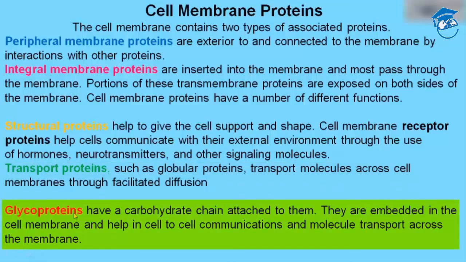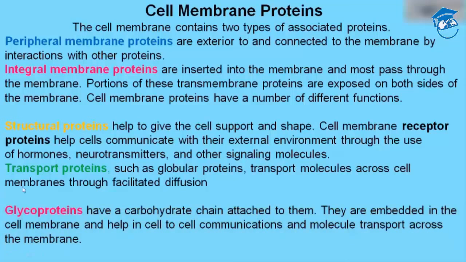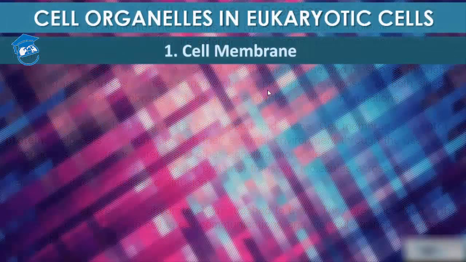Then comes glycoprotein. They have a carbohydrate chain attached to them. Glyco means carbohydrate and protein is protein. So when carbohydrate is attached to the protein, it is called glycoprotein. They are embedded in the cell membrane and they help in cell-to-cell communication and molecule transport across the membrane. Okay, so these are the proteins which are present in the cell membrane.